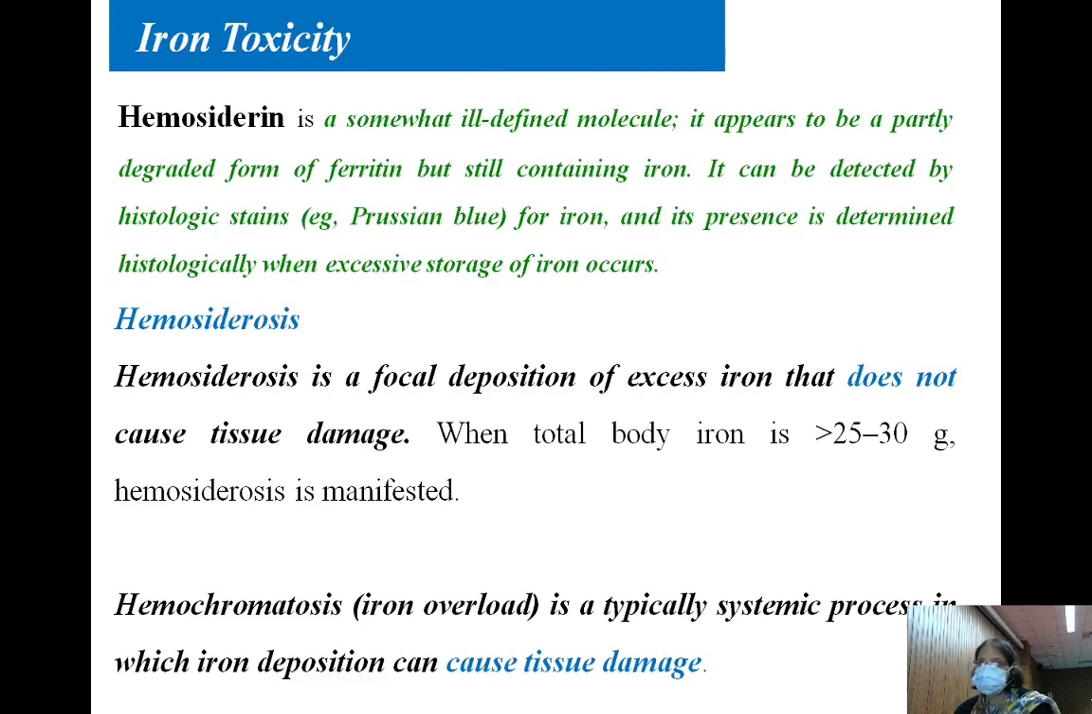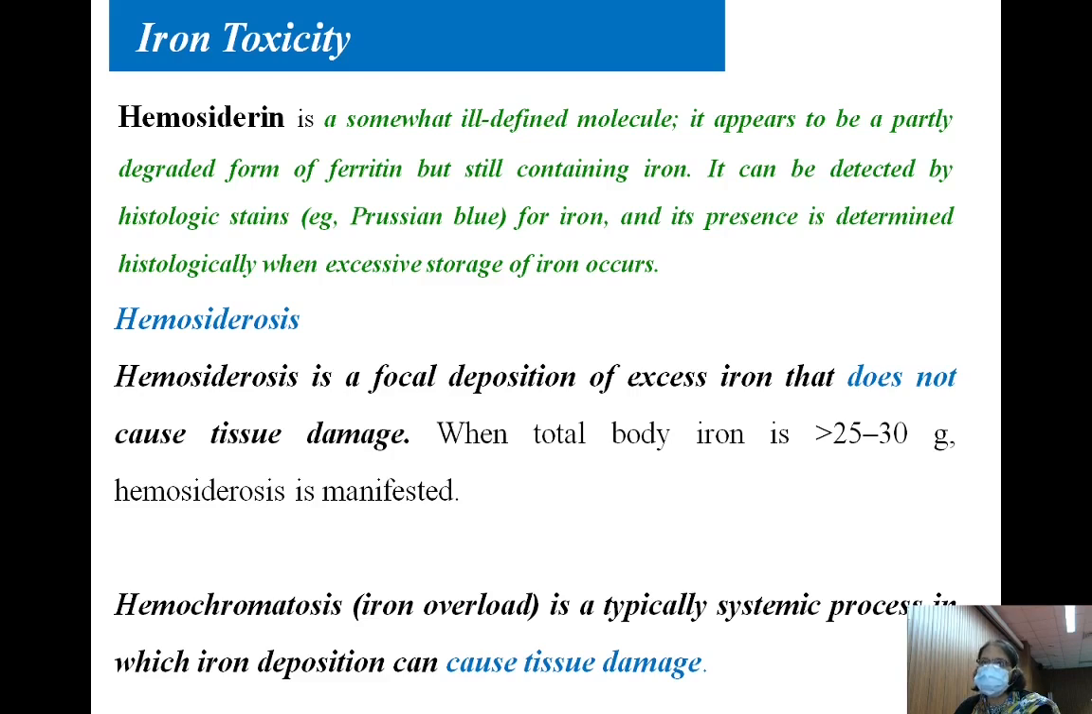Iron toxicity now, deficiency finished. So what is hemosiderin? Already I have mentioned hemosiderin. It is produced by the partial deproteinization of the ferritin. It is less soluble than the ferritin, so the time required for releasing the iron from hemosiderin will be more. Hemosiderin is a somewhat ill-defined molecule. It appears to be a partly degraded form of ferritin but still containing iron.